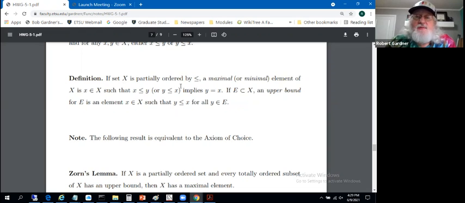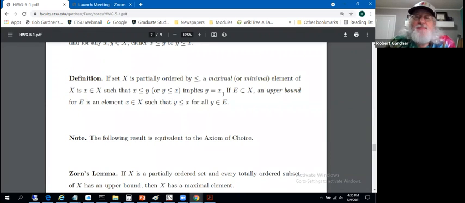If set X is partially ordered with a less than or equal to notation, a maximal element of the set is an x, lowercase x, in the set such that the condition x less than or equal to y implies y equals x.